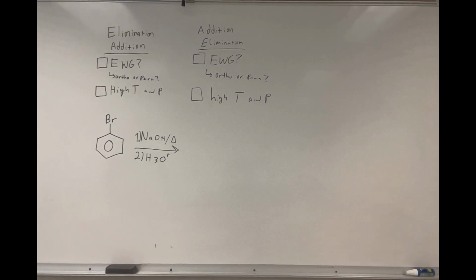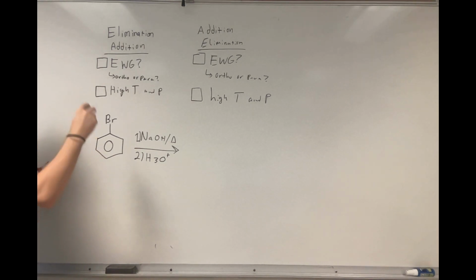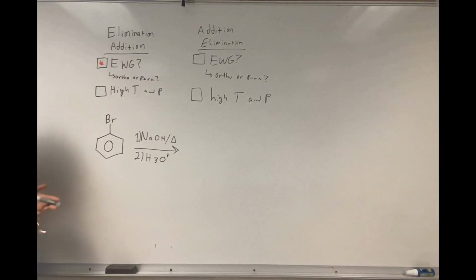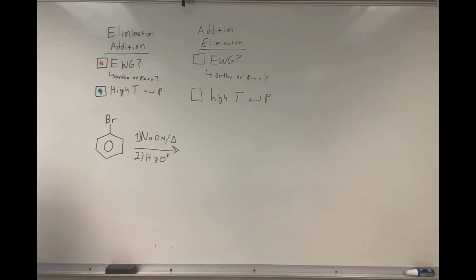So, for elimination addition, what's going to happen first is you're going to do an elimination and then you're going to add to it. So, there's two criteria that we have that maybe it has, maybe it doesn't. We're going to find out that for elimination addition, you are not going to need an electron withdrawing group. Okay, you just don't need one. However, you do have to significantly raise the temperature and the pressure. So that is, yes, a criteria.